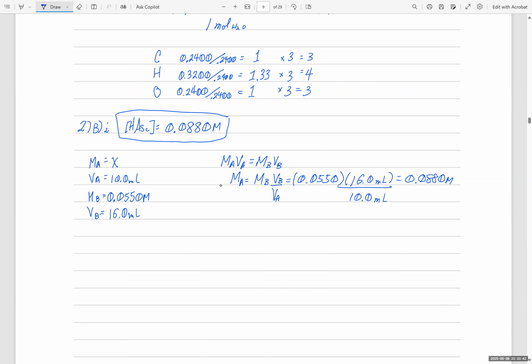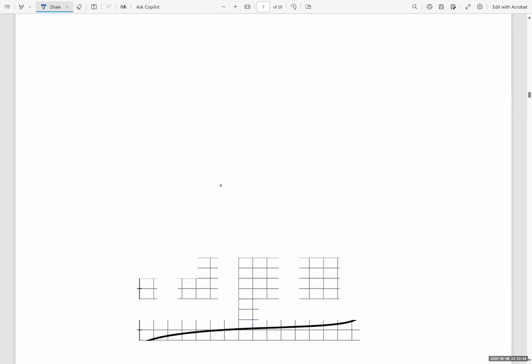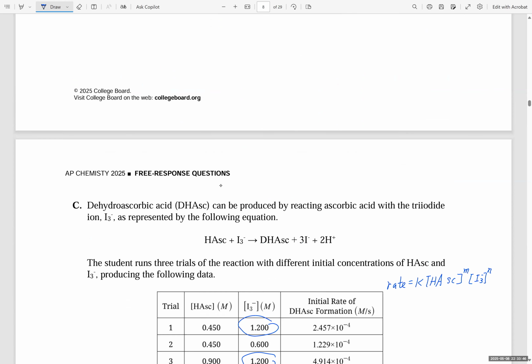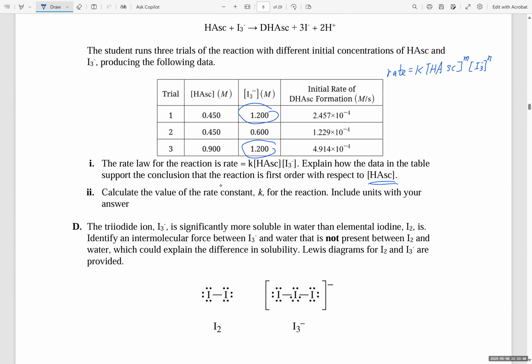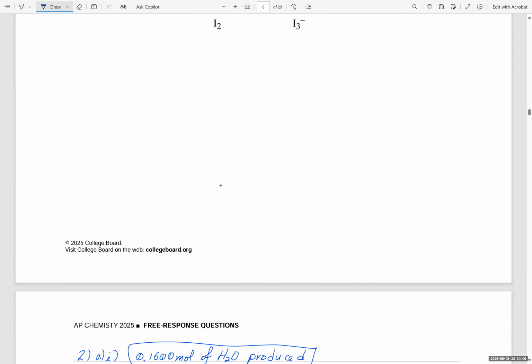Okay, CI was done. Let's go to 2. Calculate the value of the rate constant K for the reaction. Include your units. This is so easy, right? I usually tell my students, stick to the middle one, unless you see a value that is really easy to plug in. So let's stick to the middle one and plug these values in.